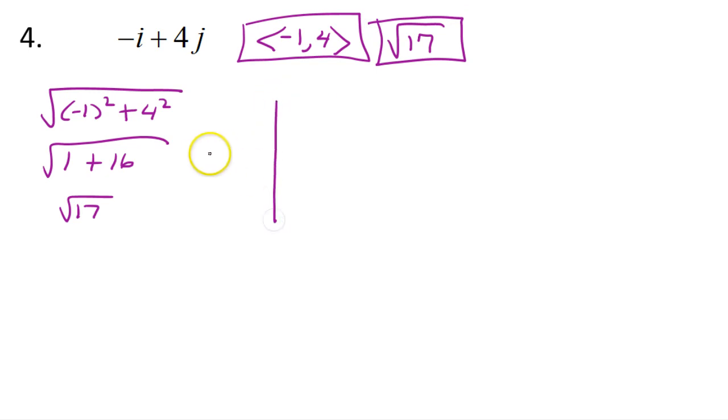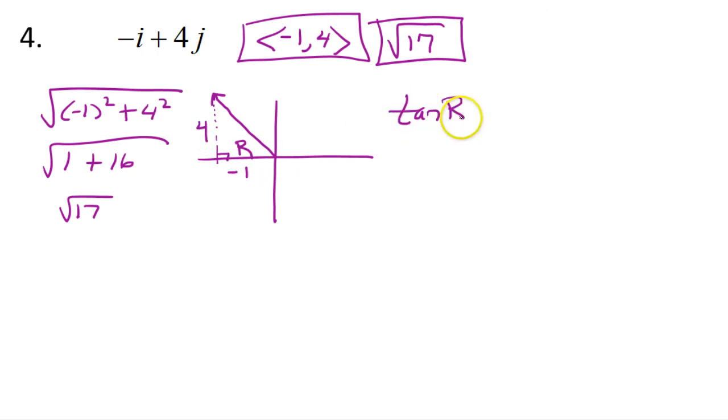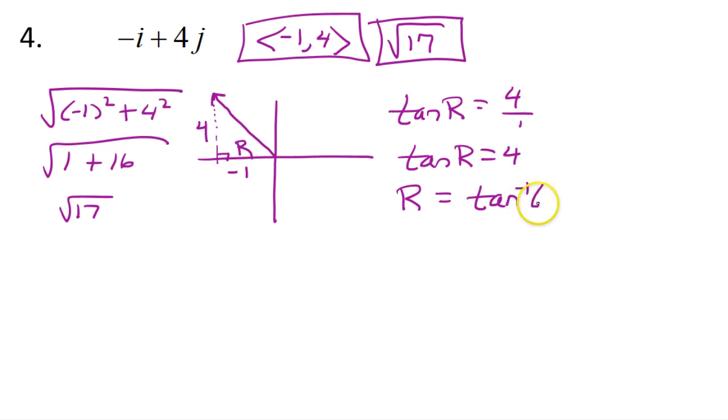For the direction, this is left 1, up 4. That puts us in the second quadrant. We will need to find a reference angle first. Okay, this is not to scale, but this is left 1 and up 4. We can find r using tangent. The tangent of r will be 4 over 1. I'm ignoring the negative sign because I just want positive r. So the tangent of r is 4. That means the reference angle should be the inverse tangent of 4.